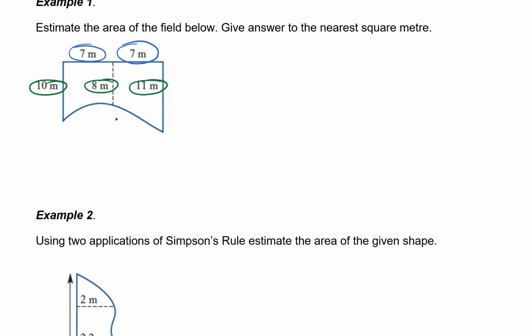Now, if we think about Simpson's rule, Simpson's approximation for the area, is A is equal to h on 3, our first distance, 4 times the middle distance and the last distance. We can see that we've got 3 distances, and hopefully you recognise these as the 3 distances measured across this shape. And they're measured at intervals of 7 metres, which becomes our h. So then it's just a matter of subbing into the formula.